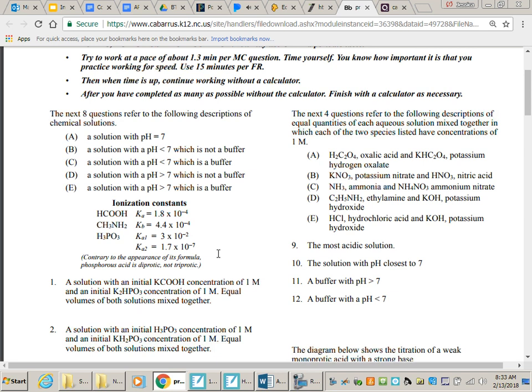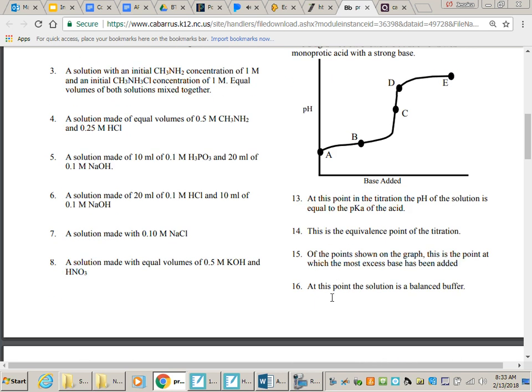C makes a buffer because that's a direct addition of weak and its conjugate. 7 buffer with above or less than 7. A, so it's oxalic acid and its conjugate. Okay, keep going. We have a curve. Titration point of the solution is equal to, so basically pH is equal to pKa. What point? B, half equivalence point.